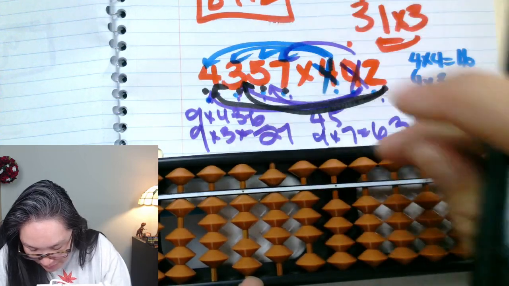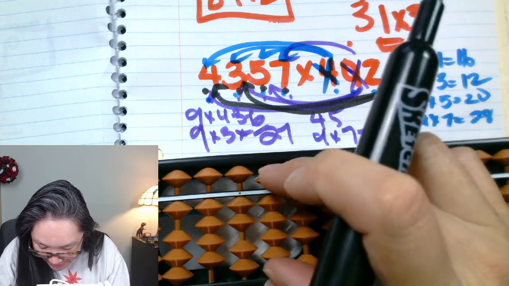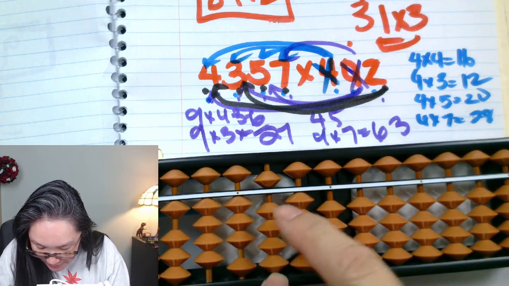2 times 3 is 6. 6 is a single digit. I go back one column and I add 6. Plus the 10 minus the 4.